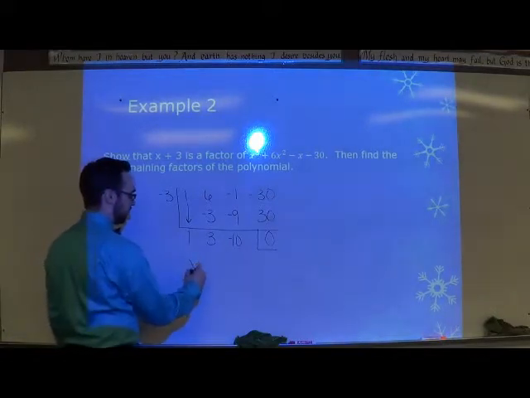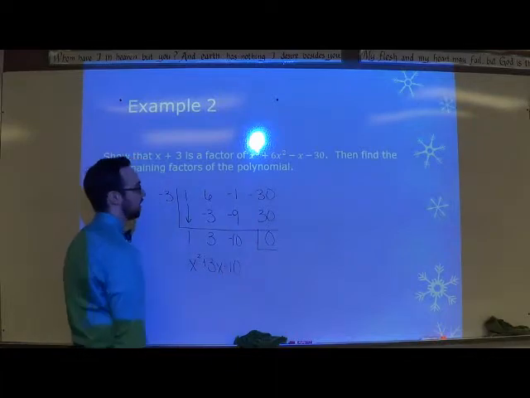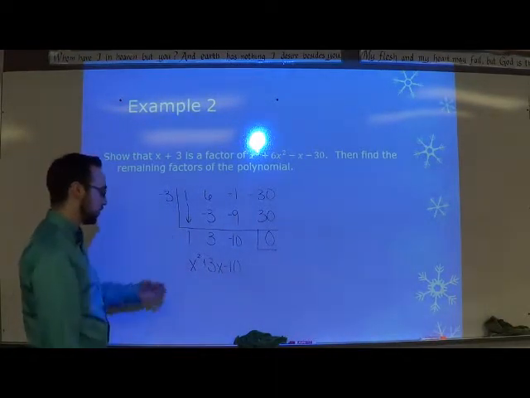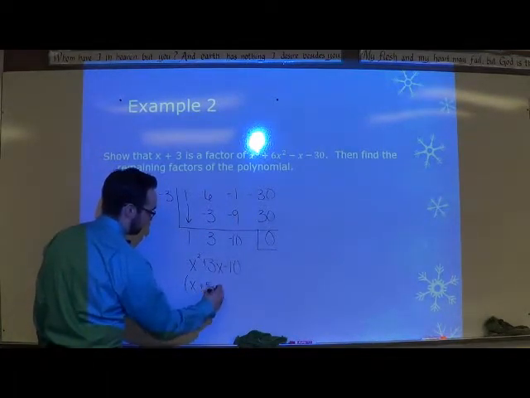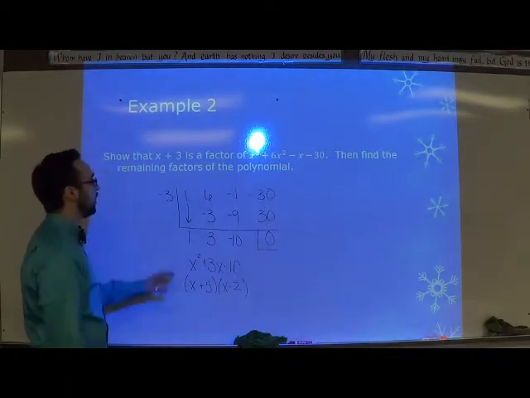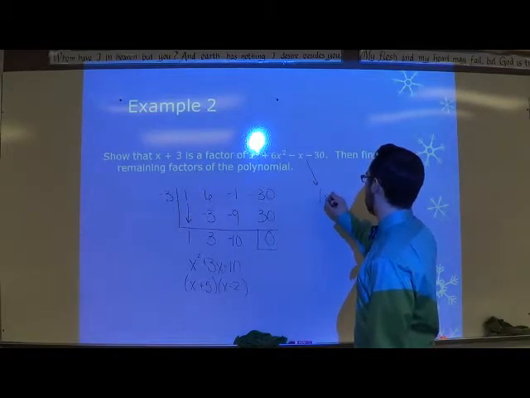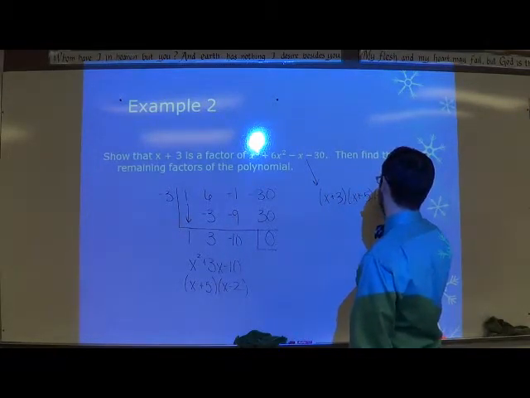So now I have x squared plus 3x minus 10. And they want us to find the remaining factors. So what do I do? I factor it. I say this is going to be x plus 5 times x minus 2. So this whole polynomial factors out into the one they gave us, x plus 3, times x plus 5 times x minus 2.